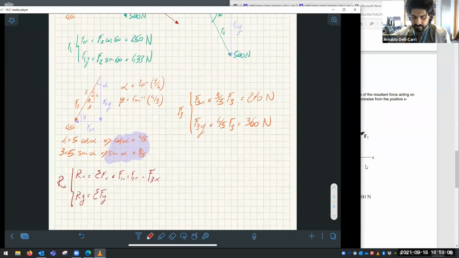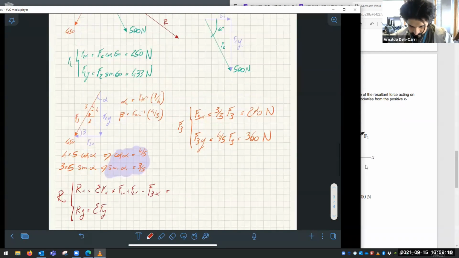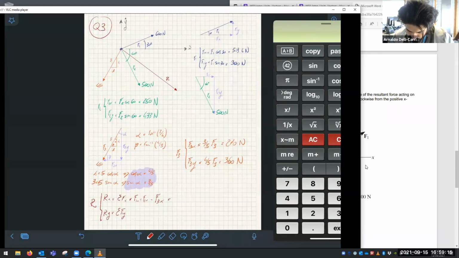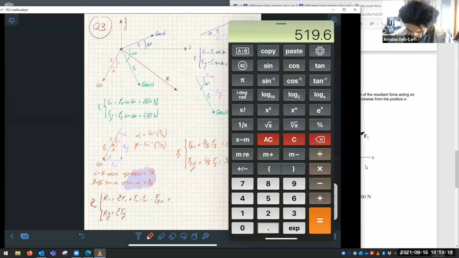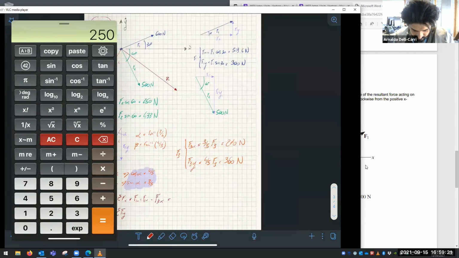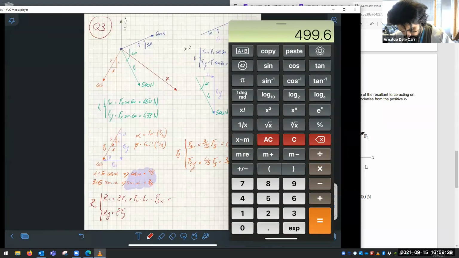All right. And so let's do this. This is 519.6 plus 250 minus 270. That's 499.6 newtons.